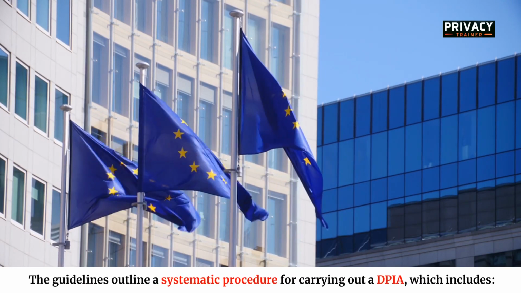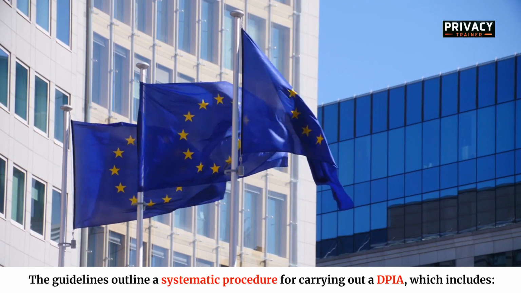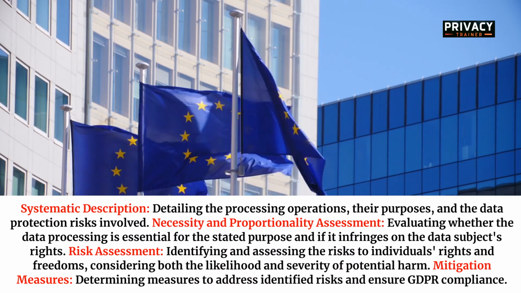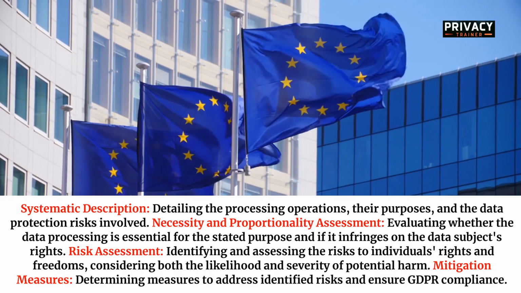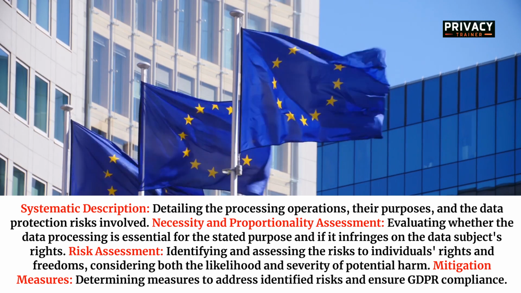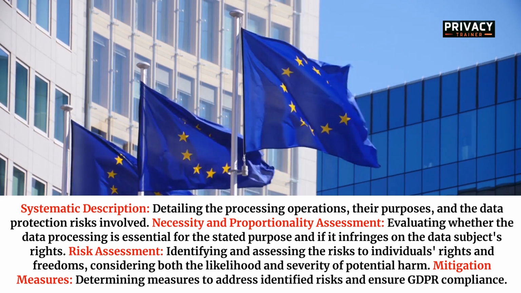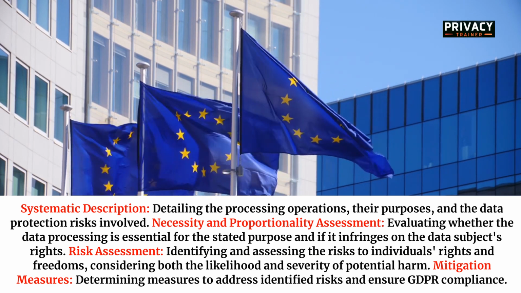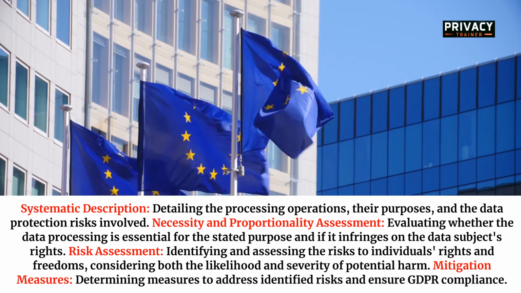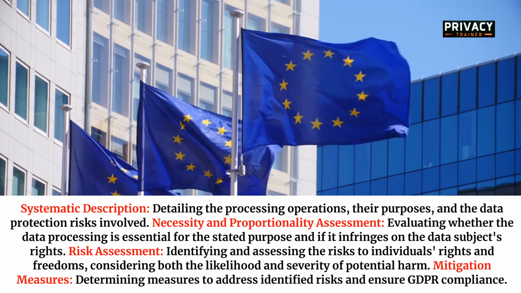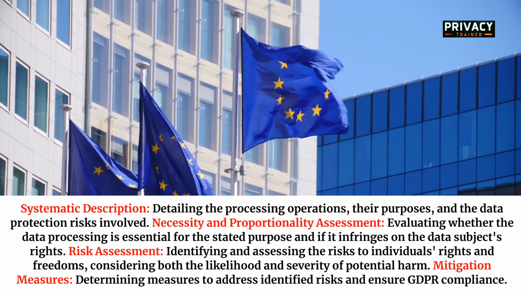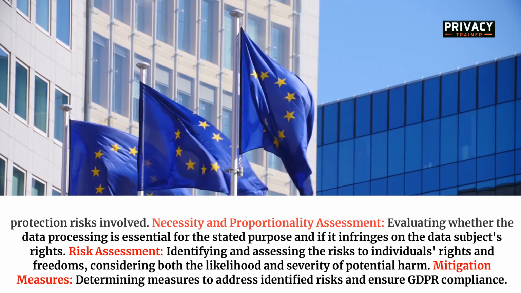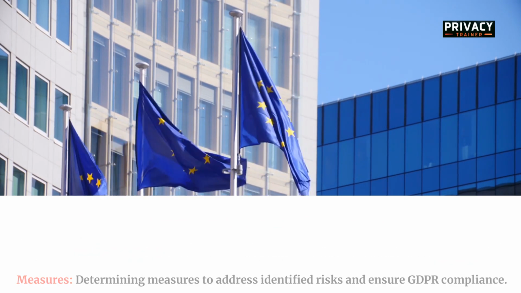Key steps for conducting a DPIA. The guidelines outline a systematic procedure for carrying out a DPIA, which includes systematic description, detailing the processing operations, their purposes, and the data protection risks involved. Necessity and proportionality assessment, evaluating whether the data processing is essential for the stated purpose and if it infringes on the data subject's rights. Risk assessment, identifying and assessing the risks to individuals' rights and freedoms, considering both the likelihood and severity of potential harm. Mitigation measures, determining measures to address identified risks and ensure GDPR compliance.